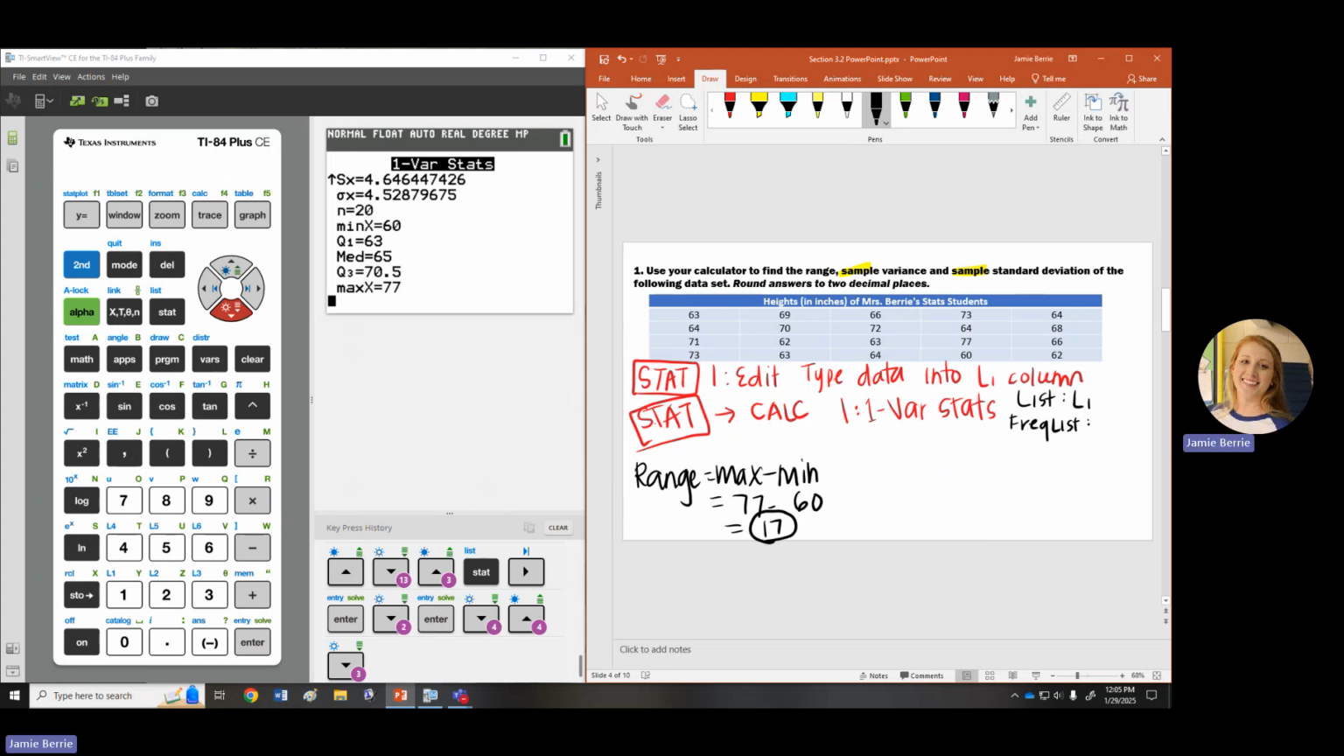The interpretation here is that the range tells me that from the largest value to the smallest value, it's spread out 17 inches. Remember, this is the heights in inches.